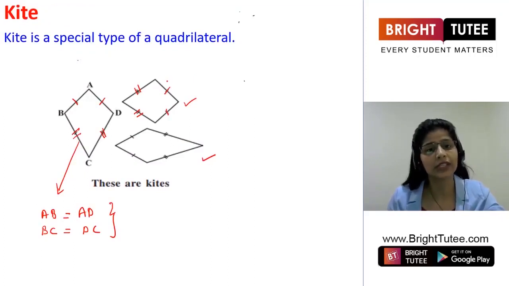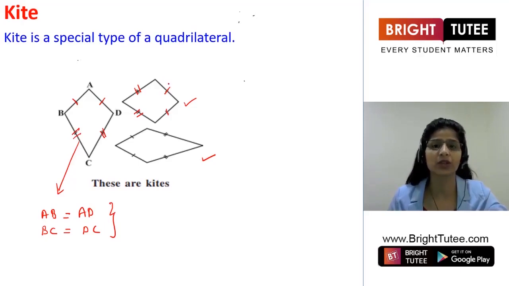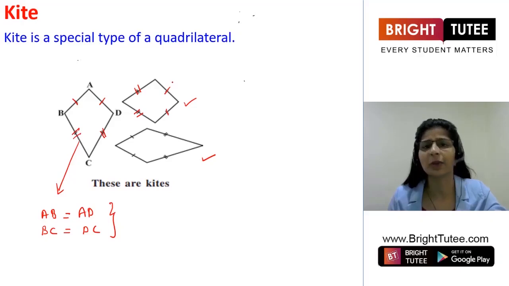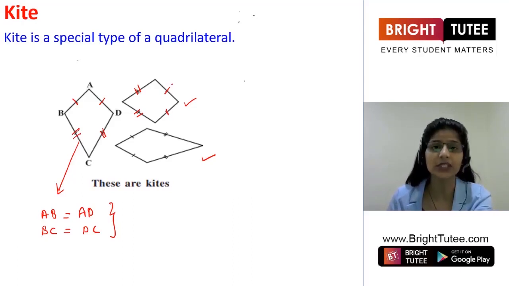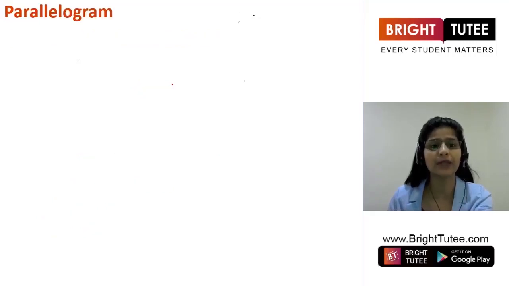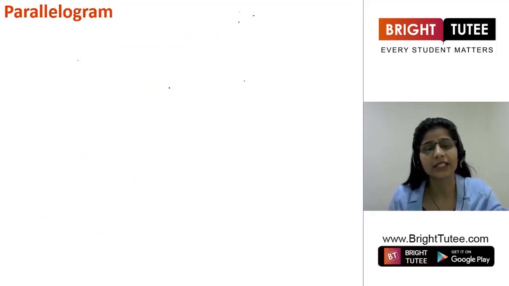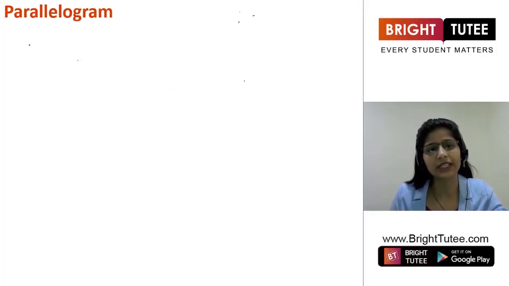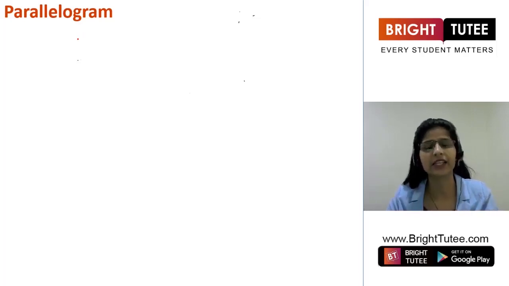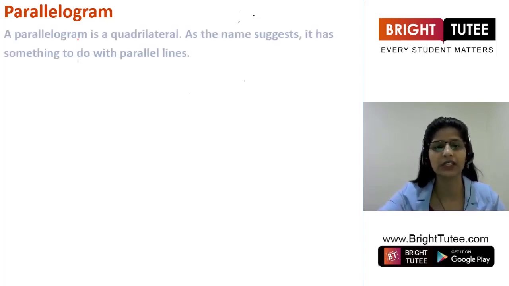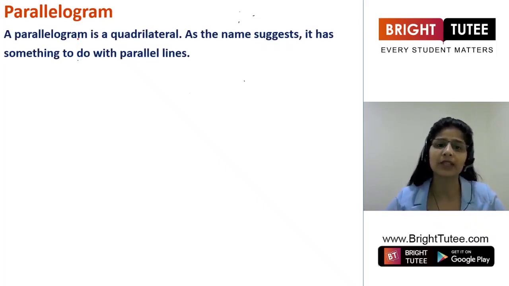Let us now go to the next type, which is the most important topic for today's class, parallelograms. It has a number of properties with it, right. Let us start with parallelogram, and it is the base of other quadrilaterals. So it is important to understand parallelogram in a much easier way. What is a parallelogram? As the name suggests, the name is parallelogram. It has something to do with parallel lines, right? So let us just see the definition of it. It says a parallelogram is a quadrilateral.